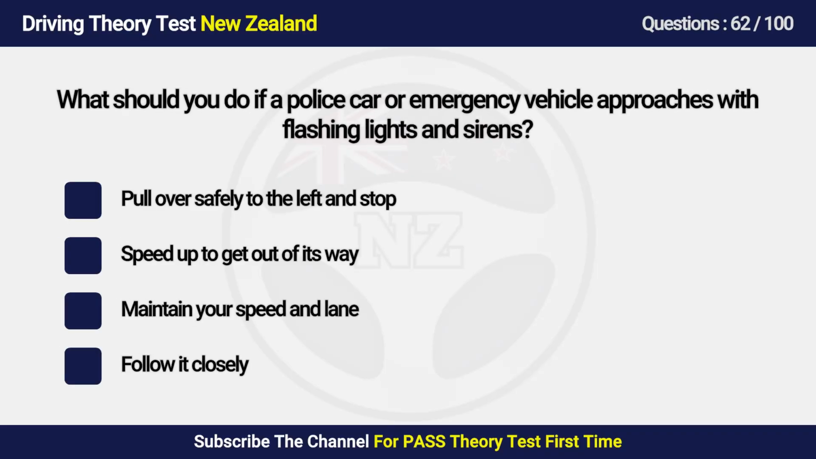Question 62. What should you do if a police car or emergency vehicle approaches with flashing lights and sirens? A. Pull over safely to the left and stop. B. Speed up to get out of its way. C. Maintain your speed and lane. D. Follow it closely.